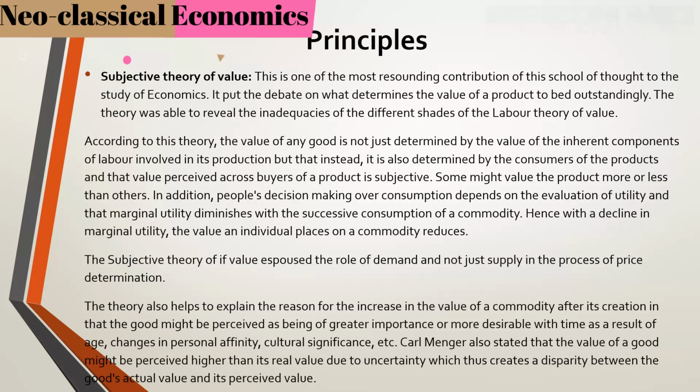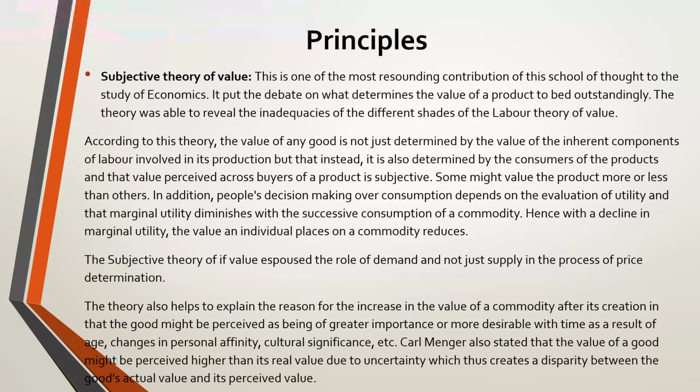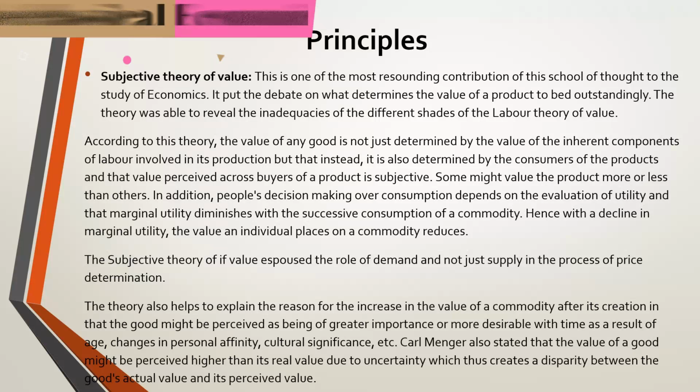In addition, people's decision making about consumption depends on the evaluation of utility, and marginal utility diminishes with successive consumption of a commodity. This is another way of saying what we've said already. If I want to consume something, I'm looking at my satisfaction. How is this going to benefit me? What is it going to add to my life? If it's not adding a lot to my life, and it comes at a high price, the value I place on it is going to be little.